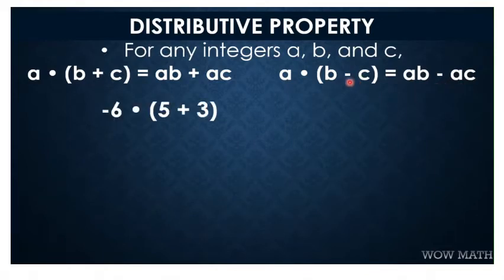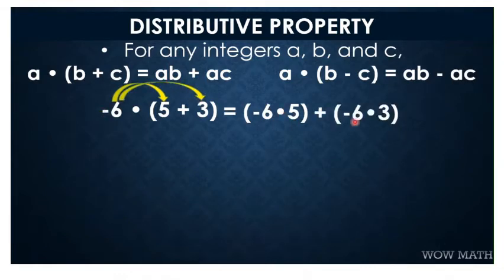Let's have an example. So, if I have here negative 6 times the quantity of 5 plus 3, how are we going to illustrate distributive property here? So, negative 6 times 5, ganyan ang gagawin natin. Doon muna siya sa first integer natin. So, we will have negative 6 times 5. Let's have the next one. Negative 6 times 3. So, ito yon, negative 6 times 3. Take note of your operation because this is addition.